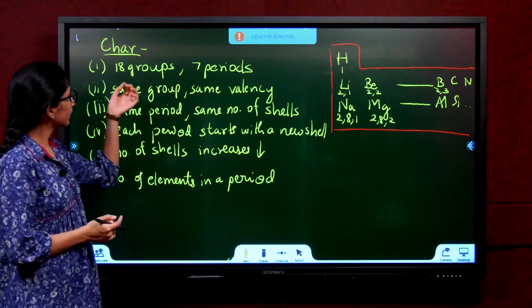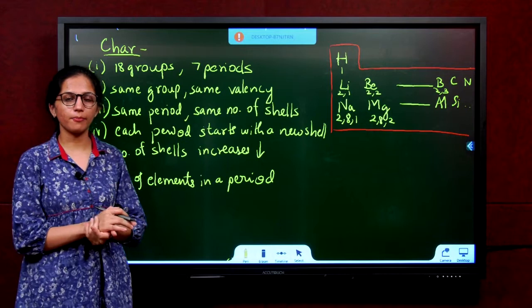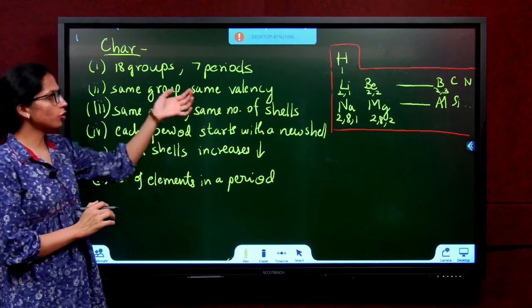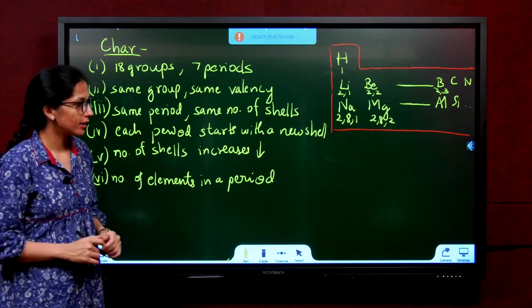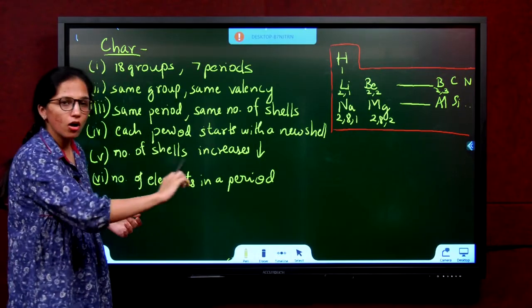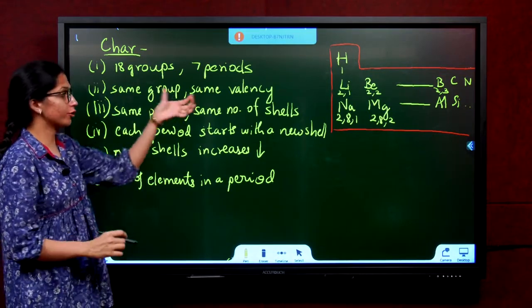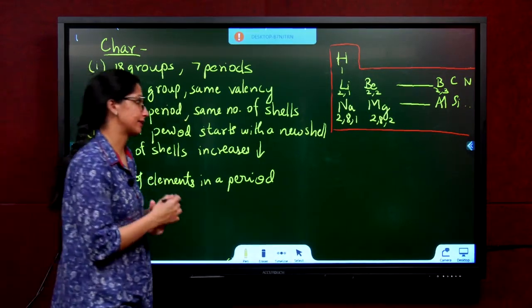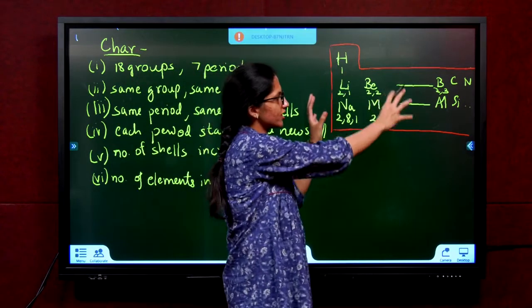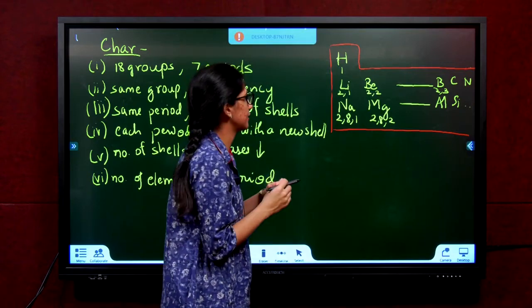Characteristics of the modern periodic table. First point, here it's given in very brief points. Please refer to the notes for detailed points. 18 groups, 7 periods. What does that mean? There are 18 vertical columns called groups and 7 horizontal rows called periods. Next, same group, same valency. How? Let's observe. I have just taken a few elements of the table. We will see it in a few elements and compare and understand.